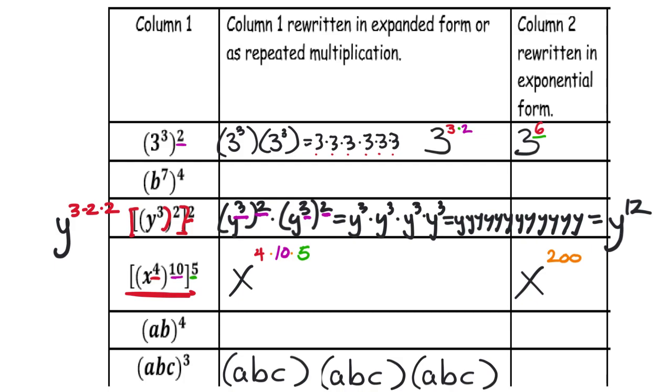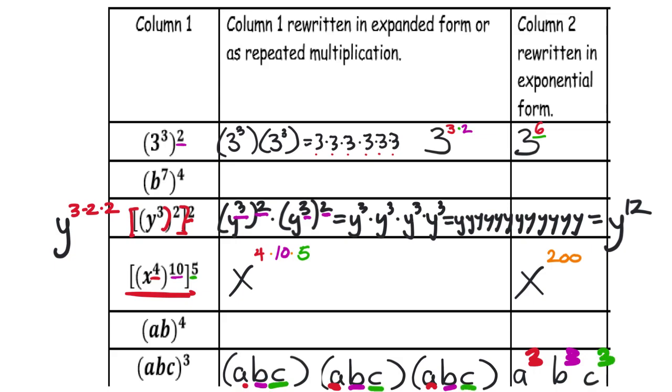Now, from this, I probably should give myself more space. But I got 3 different bases on this one. I've got a's, b's, and c's. Because this is all being multiplied, how many of those a's do we have? I'd have 1, 2, 3 a's, so that's a to the power of 3. How many b's are there? 1, 2, 3, so that's b to the power of 3, and then c's, 1, 2, 3 of those, so c to the power of 3.